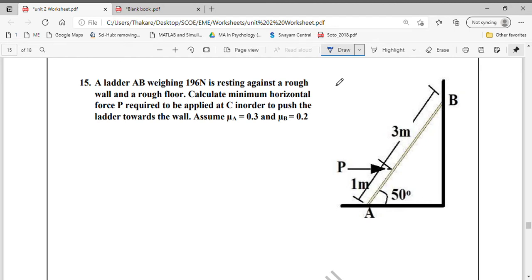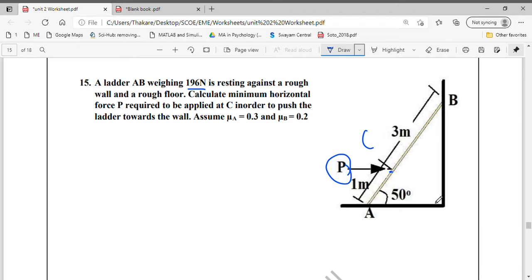In this video, we will discuss a problem based on ladder friction. Okay, we have this example in front of us. A ladder AB weighing 196 Newton is resting against a rough wall and a rough floor. Calculate the minimum horizontal force required to be applied at C in order to push the ladder towards the wall. Okay, this is your point C.